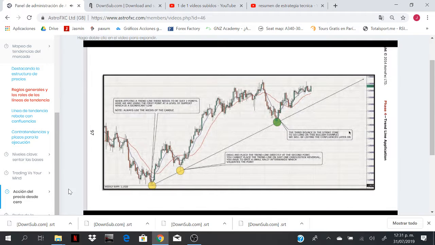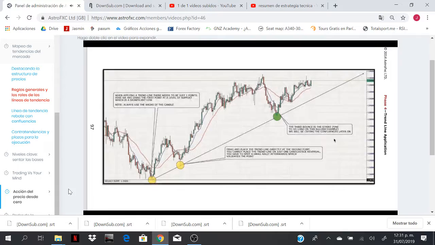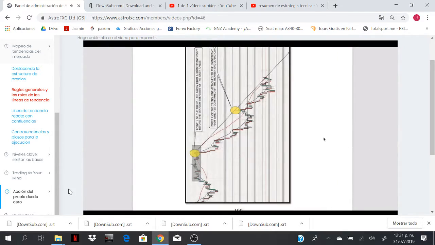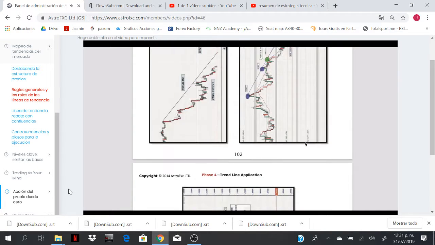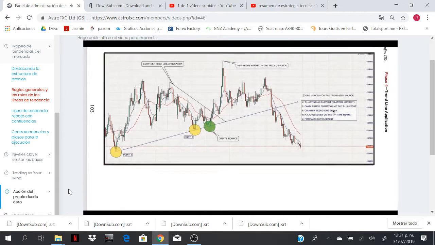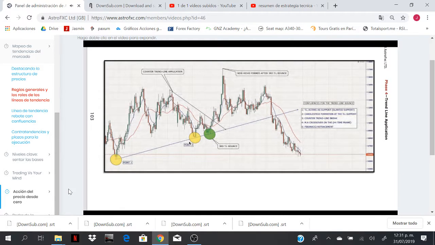So over here, the third bounce is the strike zone to go long in this bullish example. So I'm just going to zoom down into the book and pull up what we're actually looking for. Again, there's some vital information in the book too. This is the page I'm after. So what we're looking for when the market comes back for its third bounce, it's going to be the same pattern over and over again.